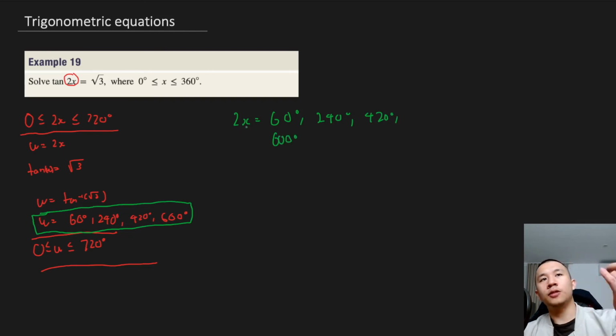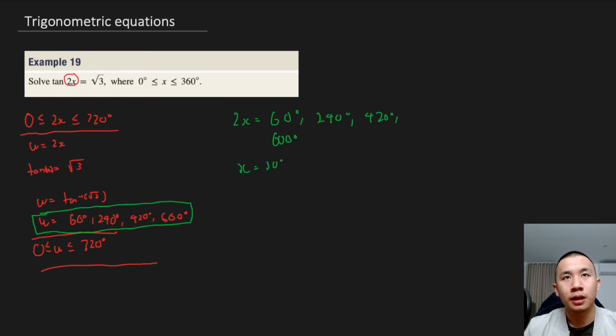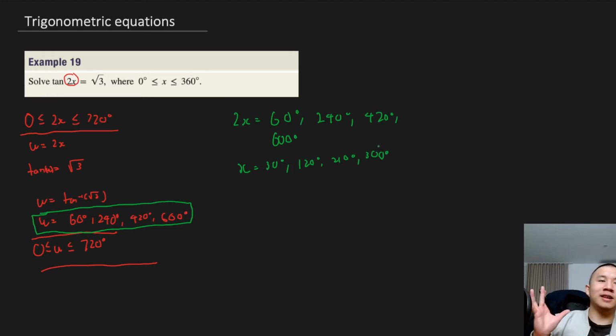And then to solve for x, you just divide by 2 everywhere. So x is equal to 30 degrees, 120, 210, 300. And that is the answer for this. Okay, I know it's a lot, so take your time to digest what's happening. But yeah, it does take a little bit of practice just to get used to it.